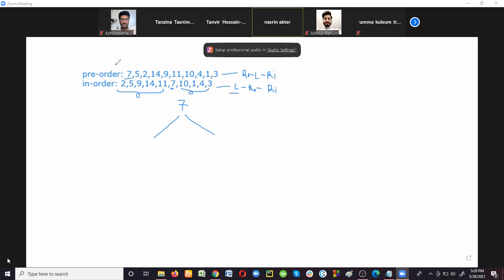Yes, from the pre-order traversal method, we can identify the root node and then find out its position in the in-order traversal and then divide the tree into subtrees. These are the left subtree and this is the right subtree. And what is the next step?